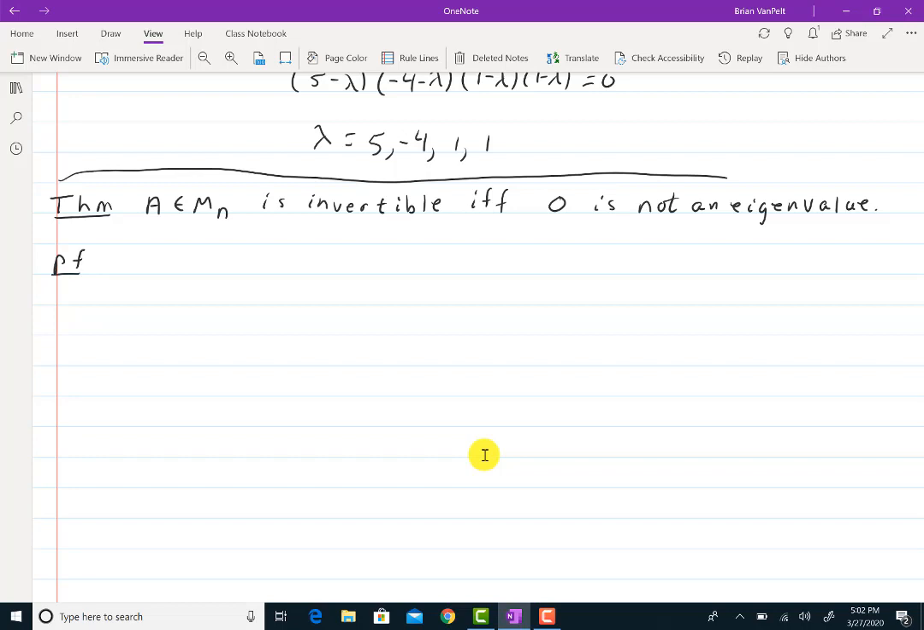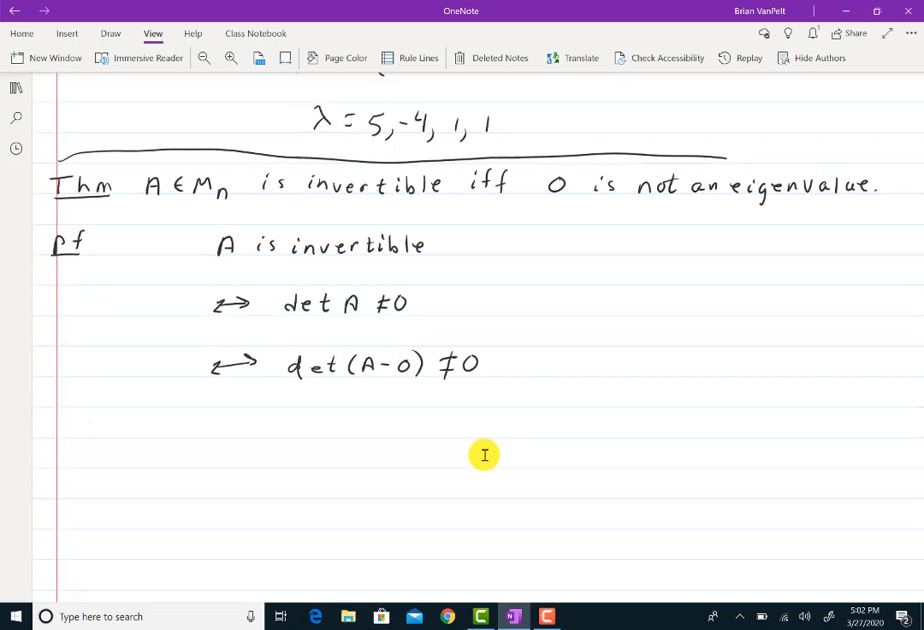So let's take a look and see what happens here. We know that A is invertible. That means, if and only if, double arrow implication, the determinant of A does not equal 0, which is the same as the determinant of A minus 0. That 0 inside of there is the 0 matrix, but it doesn't change anything.